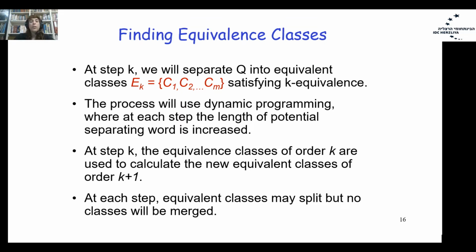In this process, we will use dynamic programming, where at each step the length of the potential separating word increases. We will add an additional letter and use longer words. At step k, the equivalence classes of order k are used to calculate the new equivalence classes of order k plus 1. At each step, equivalence classes may split, but they can't merge together. Some states that were separated will stay forever separated.